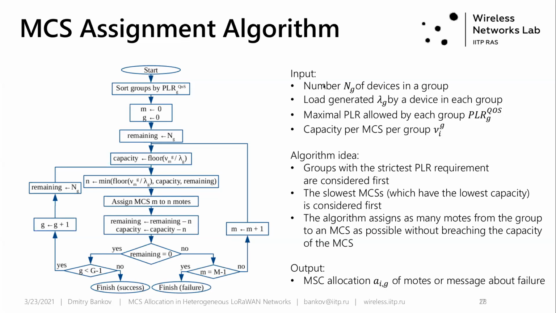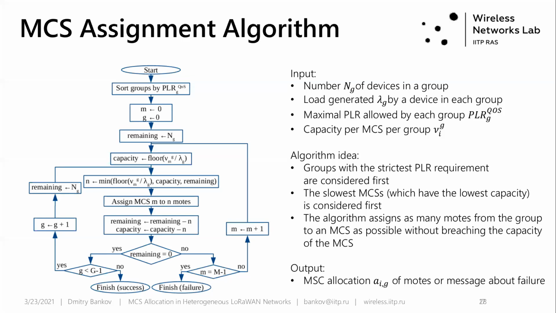from this group to the slowest MCSs, and we do it until we reach the capacity at the considered MCS for this group. And if we reach the MCS capacity, we proceed to the next MCS, a bit faster MCS, and assign this MCS to devices from the group. And we do it until we run out of devices from the considered group, and then we proceed to devices from the next groups, which have less strict PLR requirements, and so on.